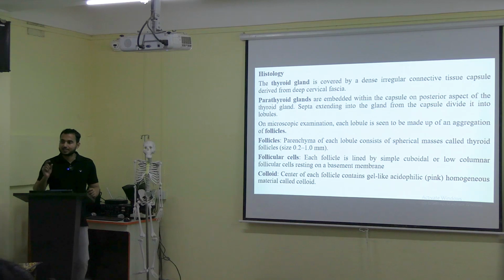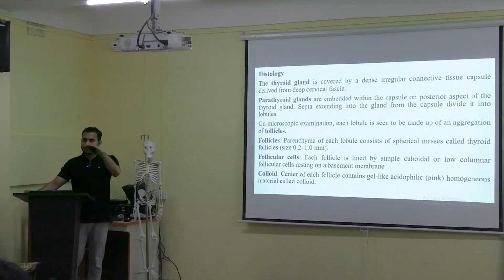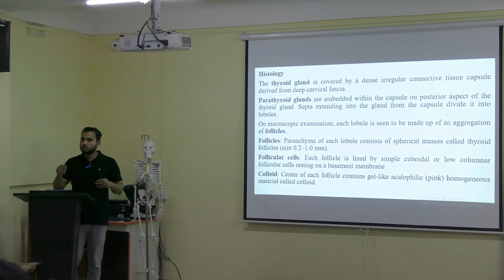Now, the cells which are present inside the follicle vary from simple squamous epithelium to simple columnar epithelium. We will see why different types of lining epithelium are present. So first, capsule and septa. Through the septa, blood vessels and nerves are passing, going deep into the gland.